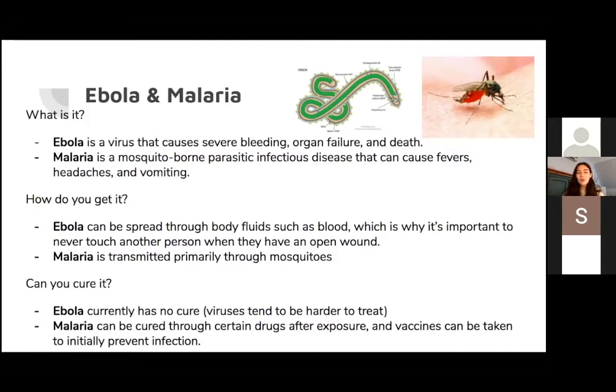And so can you cure it? Ebola currently has no cure because as a virus, viruses tend to be harder to treat than bacteria because bacteria can be treated with antibiotics, whereas viruses need a certain vaccine. And malaria can be cured through certain drugs after exposure, and vaccines can be taken to initially prevent infection.